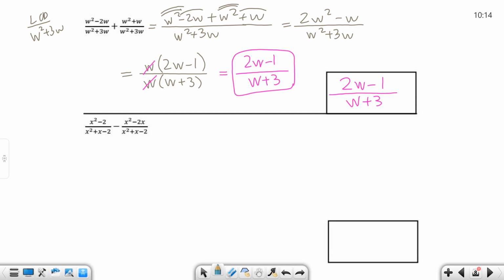So look at the next one. This one is a subtraction, which means I'm going to change all these signs over here, okay? That's all it means. It doesn't necessarily mean subtract. It means change the signs and then combine like terms the way you know how.